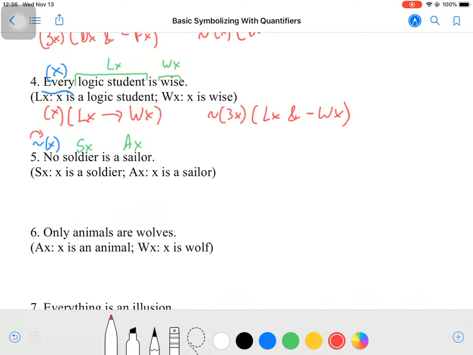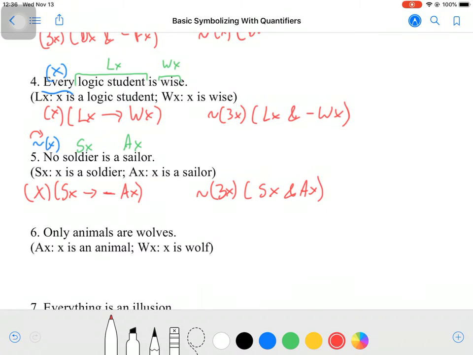One way of translating this would be to say, for all X, if X is a soldier, then X is not a sailor. The other way would be to say it's not the case that there exists an X such that X is both a soldier and a sailor at the same time. Both of those would work.